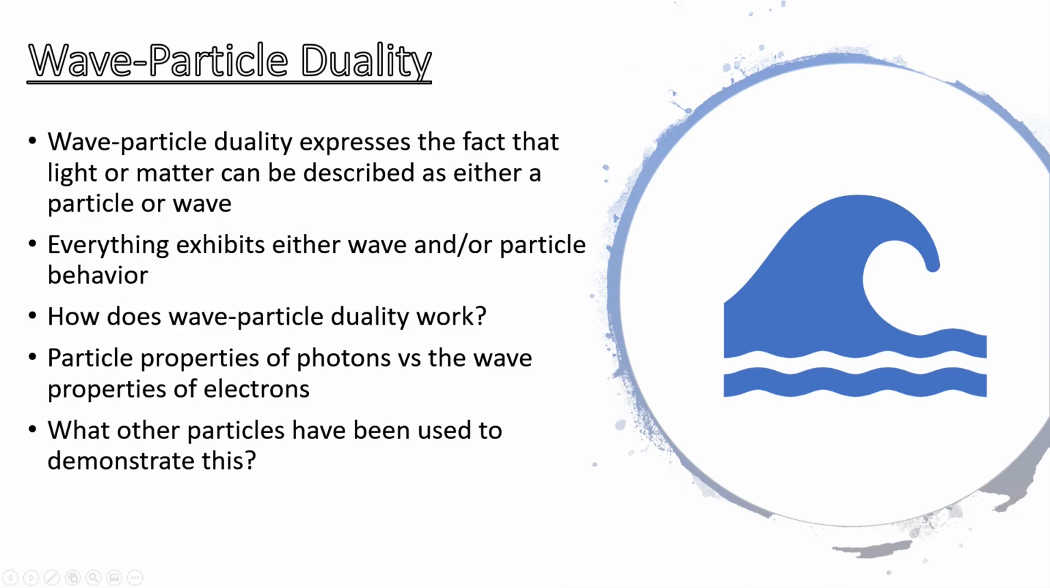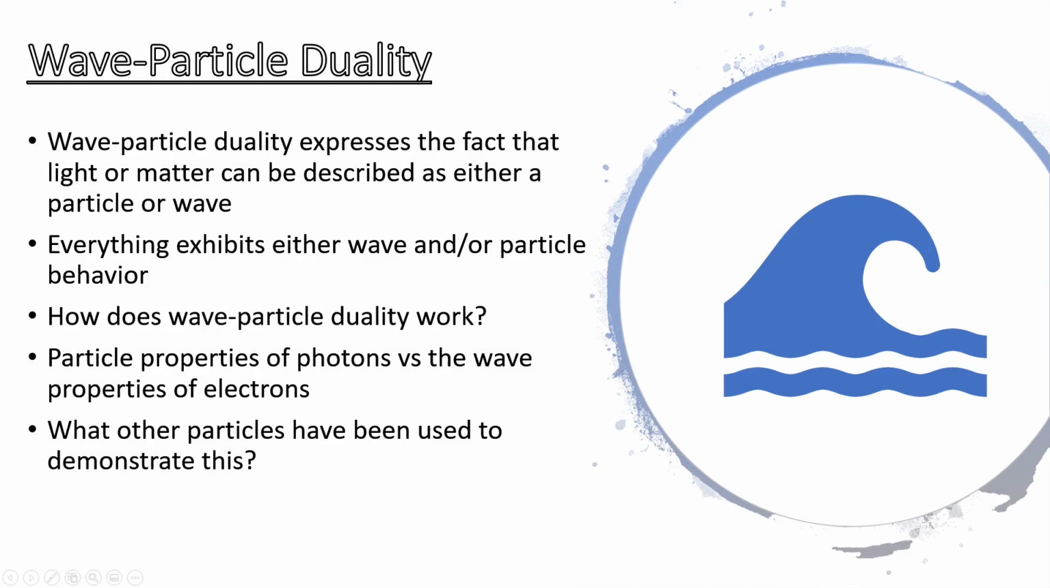So, how do the particle properties of photons compare to the wave properties of electrons? Well, the biggest difference between the properties of photons and electrons is that photons have no mass, no electric charge, a spin of 1, and they only exist as a particle in motion. Both electrons and photons have momentum and energy, even though photons don't have mass.